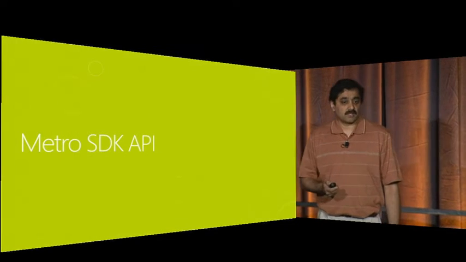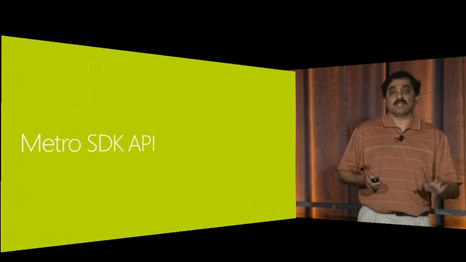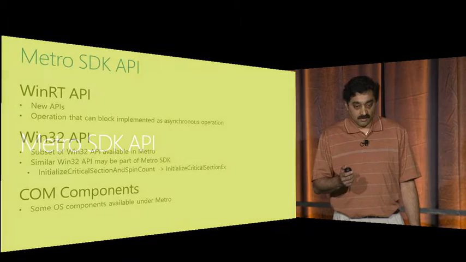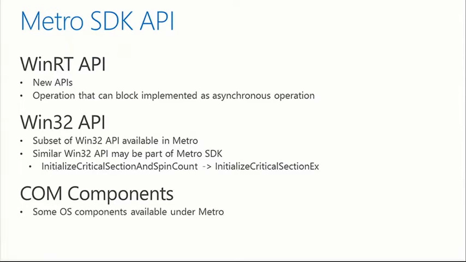So first, I want to take a quick look at the Metro SDK API. I'm not going to spend a lot of time here. Essentially, there are three categories in my mind. One is the new WinRT APIs. I'm sure you have all seen those. So that's the first category of APIs. One of the interesting things to note there is any operation that can block is implemented as an asynchronous API. So get ready for dealing with asynchronous APIs.